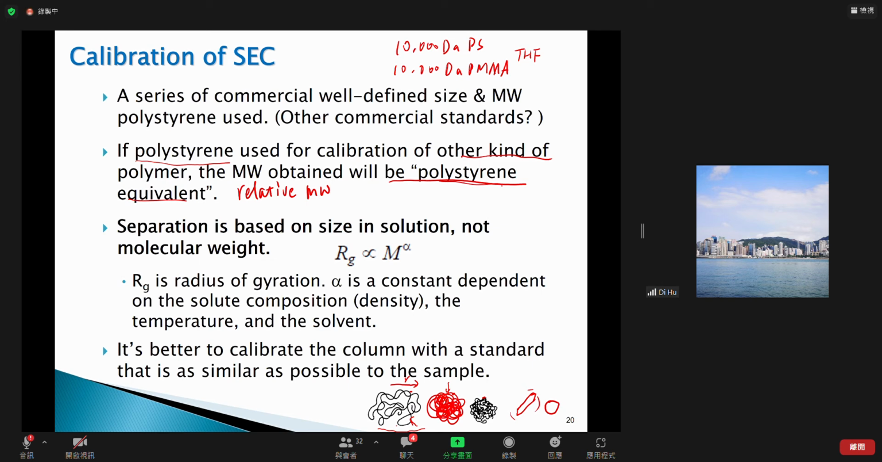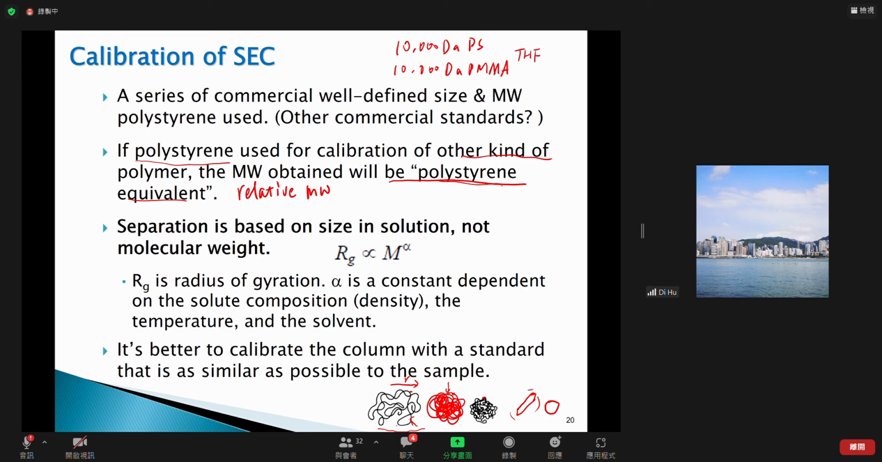So separation is based on the size in solution. For different conformations of the dissolved solute molecule, they will have different density. That's why you want to use the authentic standard if you want to get true molecular weight, because it's based on size in solution, not molecular weight.